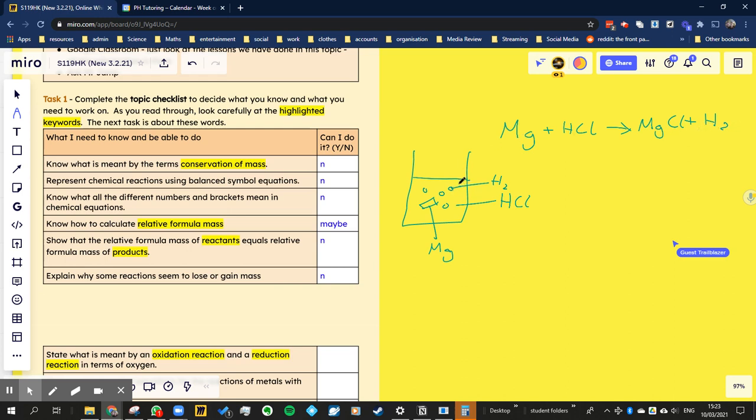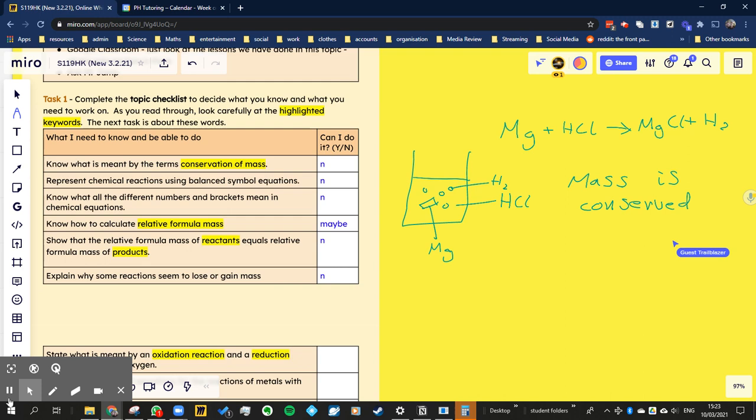Now, if I were able to catch all these bubbles and then weigh all the hydrochloric acid and weigh all the magnesium, I will find that the mass is unchanged, or we can say the mass is conserved. So the mass doesn't change before or after the reaction.